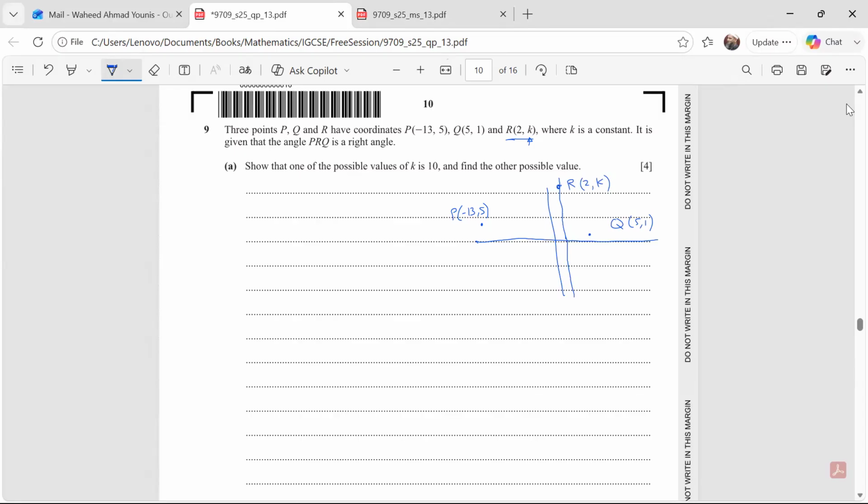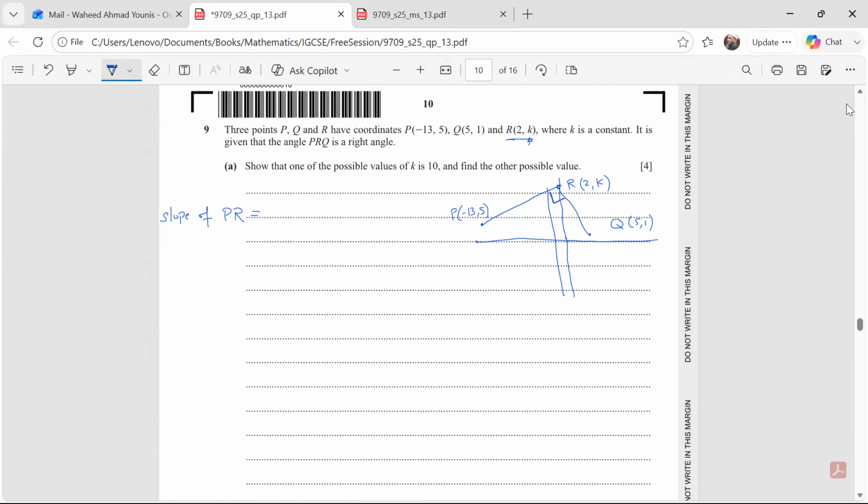We are told that this angle PRQ is a right angle. Using this information, we have to find the value of k. There are several ways to do this. Let me try to find the slope of line PR first.